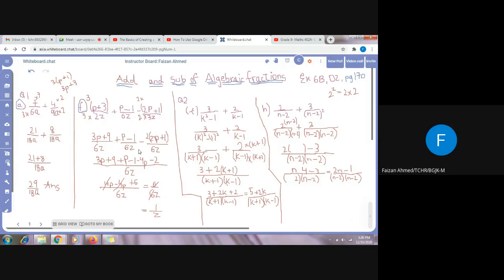Since the denominators are same, I will write the denominator only one time, that is 6z, and all the things in the numerator will be as it is, because all the denominators are 6z. So this will be 3p plus 9, this will be p plus 1, and here there is a negative sign and I have to remove this bracket as well. So I will multiply minus 2 with both the terms. Minus 2 multiplied by 2p will be minus 4p, and minus 2 multiplied by plus 1 will be minus 2, and whole divided by 6z.